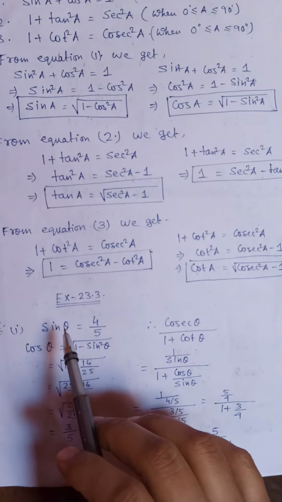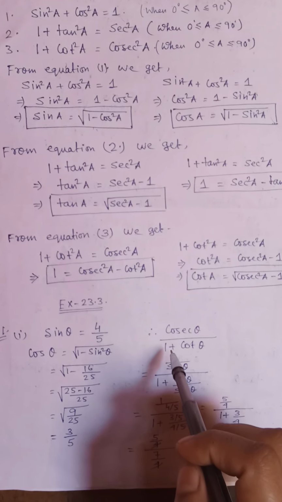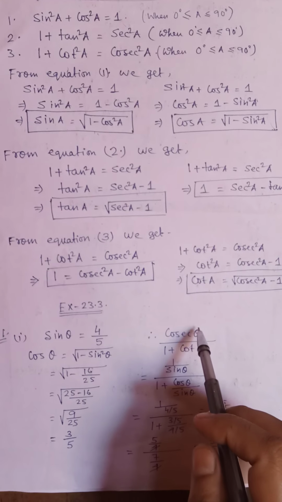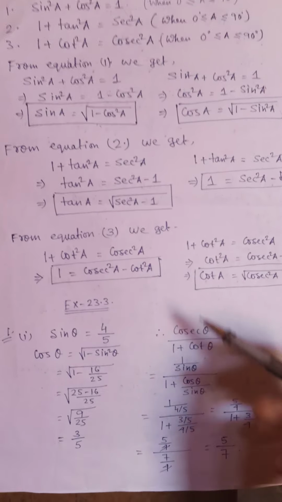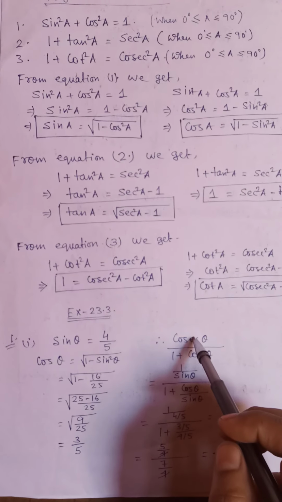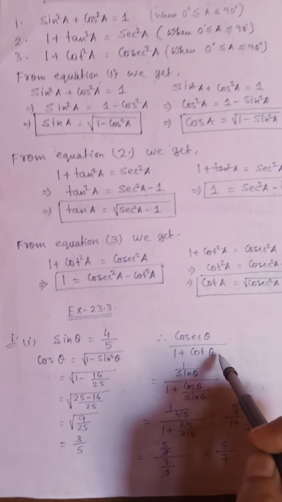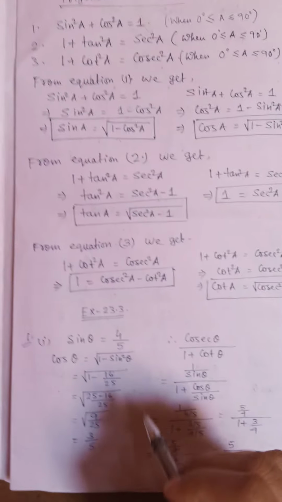Number 1, sin theta is given as 4 by 5. We have to find out cosec theta by 1 plus cot theta. We know the relation between sin theta and cosec theta. Cosec theta is just the inverse, the opposite of sin theta. If sin theta is given as 4 by 5, cosec theta becomes 5 by 4, no problem. But we have to find cot theta. Cot theta is the ratio of cos and sin, cos theta by sin theta.